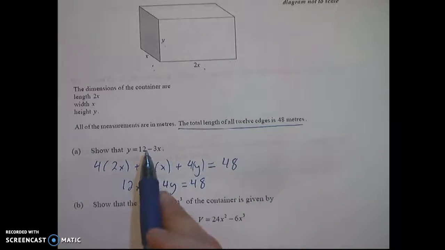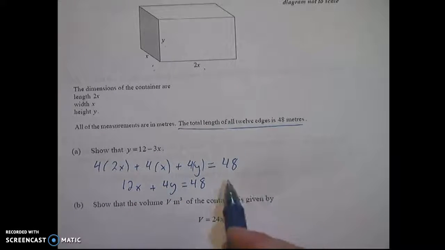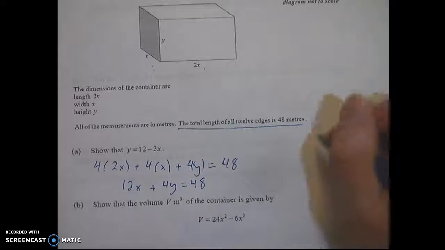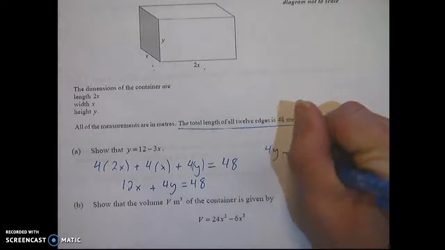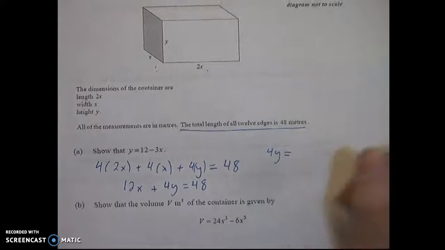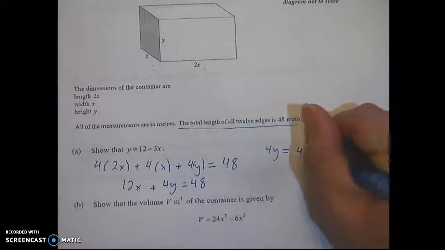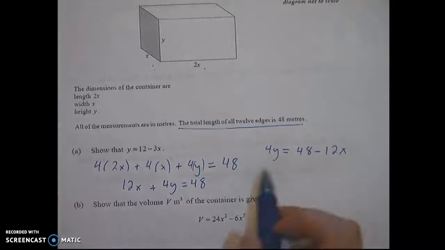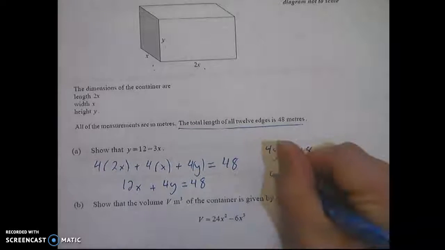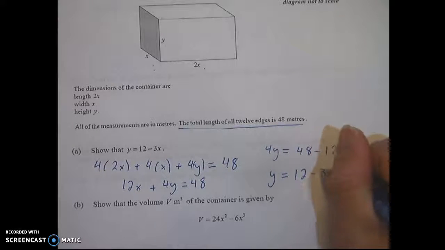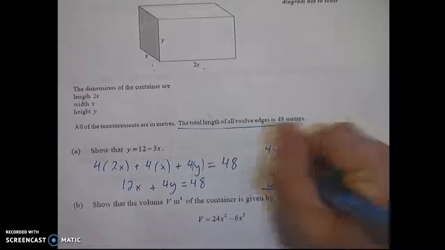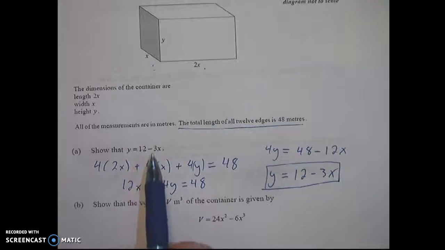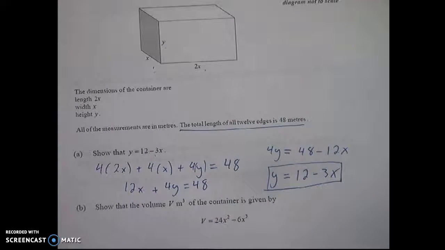And I want to get it in this form. So I'm going to subtract that 12x over. I'm going to say that 4y equals 48 minus 12x. And then, of course, to get y by itself, I'm going to divide everything by 4 to get y equals 12 minus 3x, which is wonderful, because that's what I was supposed to be showing there.